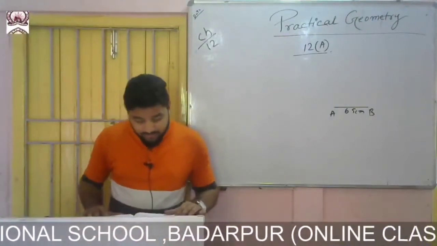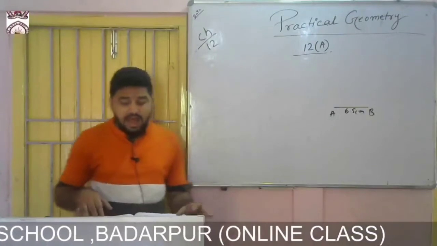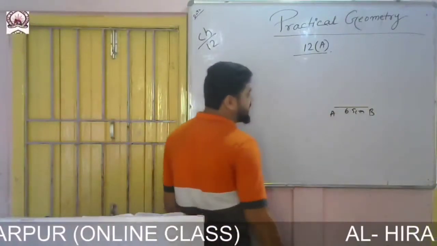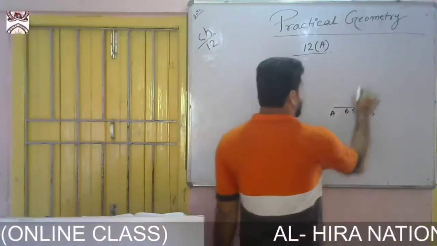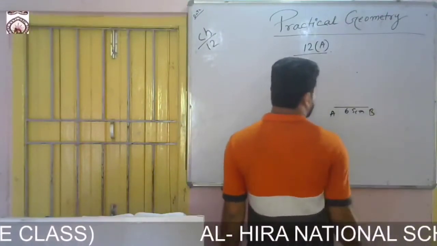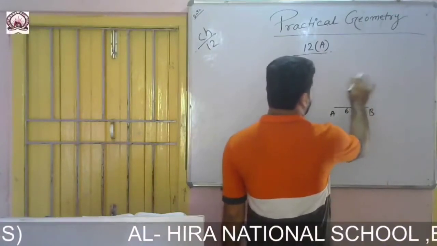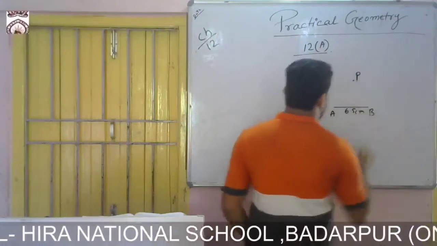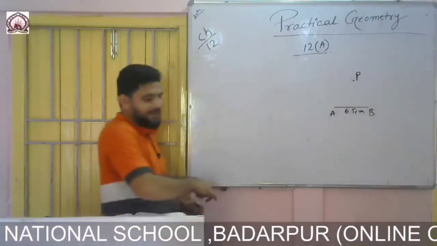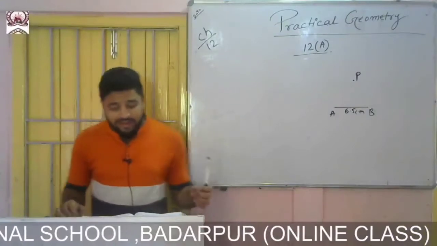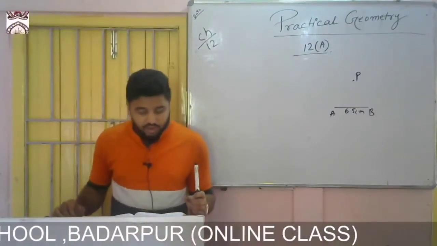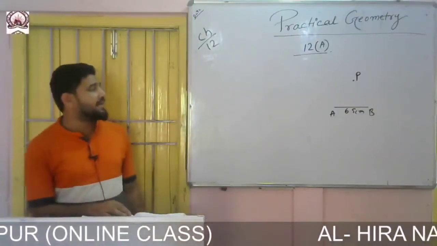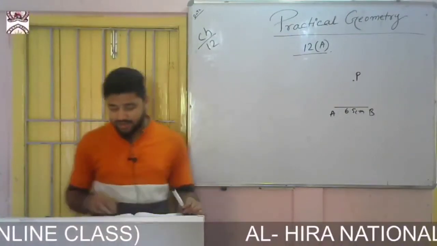Now take a point P outside it. So take a point P outside of line AB. Suppose here, take a point P. So I took a point P outside of the line segment AB. Using ruler and compass, draw a line through P and parallel to AB. So through P and parallel to AB, I need to draw a line.